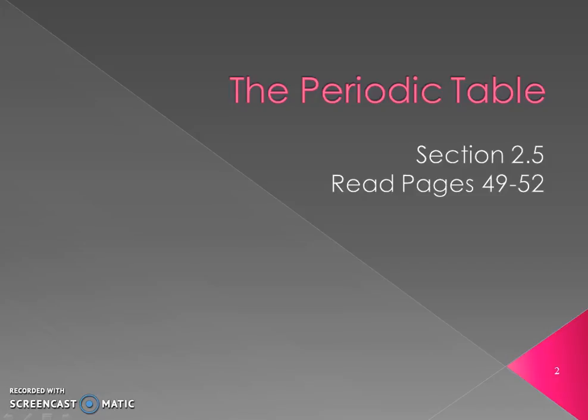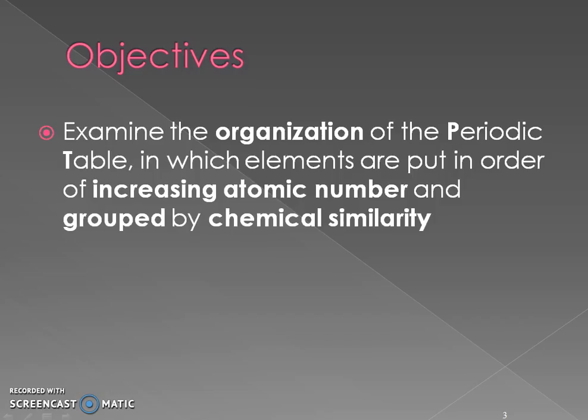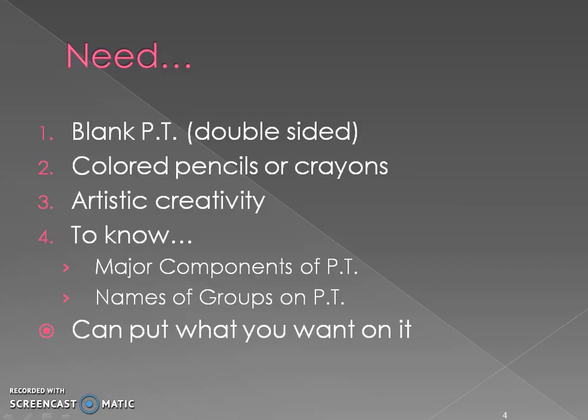This is Mrs. O'Neill for AP Chemistry, Chapter 2, Section 5, the periodic table. This is more review, but it's stuff that you do need to know for the AP exam. Your objective is to understand the organization of the periodic table, or as I often abbreviate it, PT. You understand that the elements are put in order according to increasing atomic number, and they are grouped by chemical similarity.